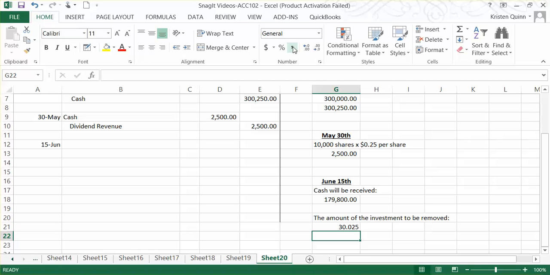So in fact, it had really cost us $30.03 per share. We have to take off each share at $30.03 a piece, because if we only take it off for the $30, we would have an investment account left of $250 after we sold all of our shares. So if we're going to sell 5,000 shares, we have to remove them at $30.03 per share, or $150,125.